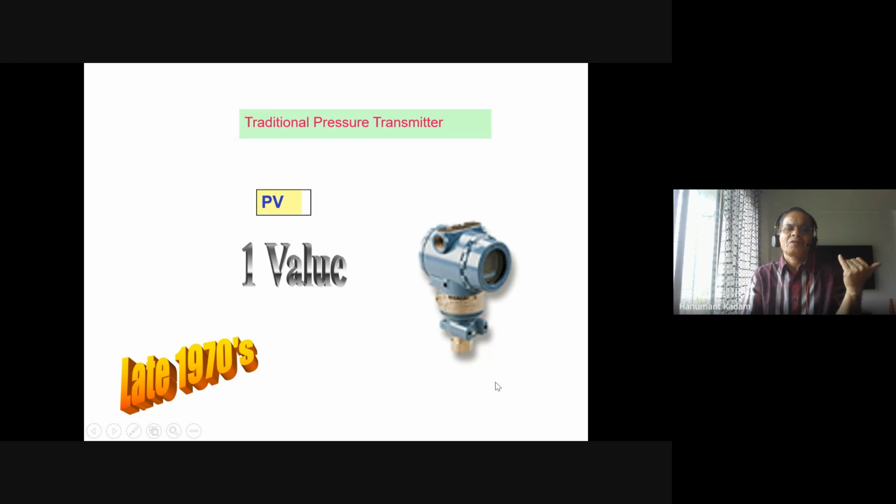If you see the late 70s, at that time we were using only pneumatic transmitters, and this pneumatic transmitter was only giving a process value. One value means process value. Beyond that, pneumatic transmitters don't have any diagnostics or information about the health of the transmitter, calibration related, maintenance related. In the smart transmitter, or we call it the HART transmitter, we get a lot of diagnostic information, and how the benefits are there, that we are discussing.